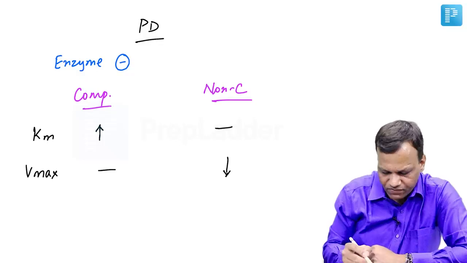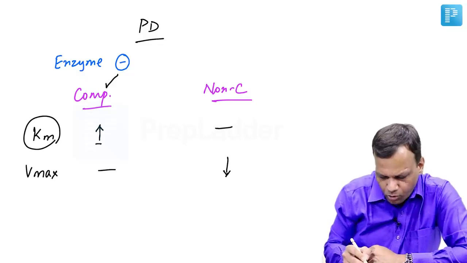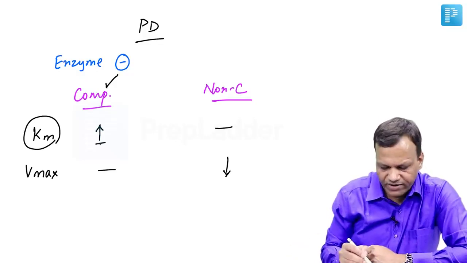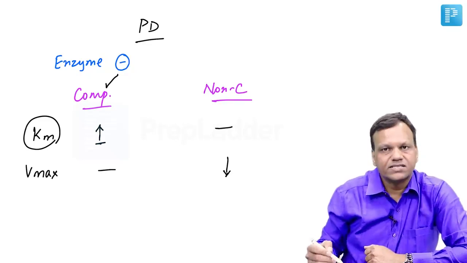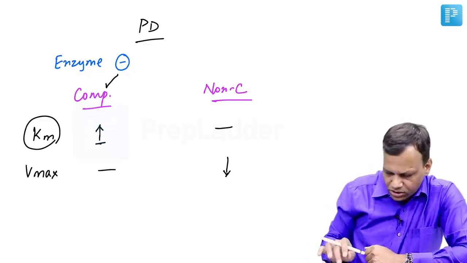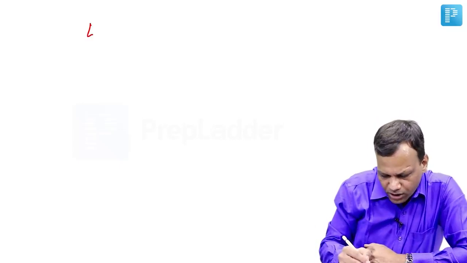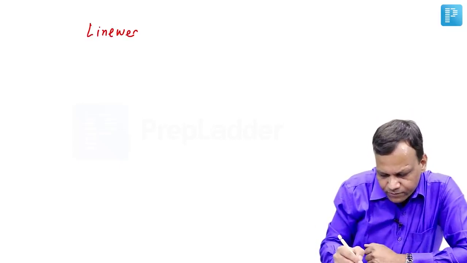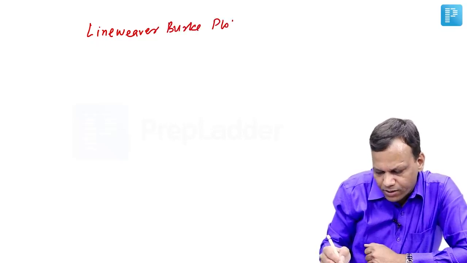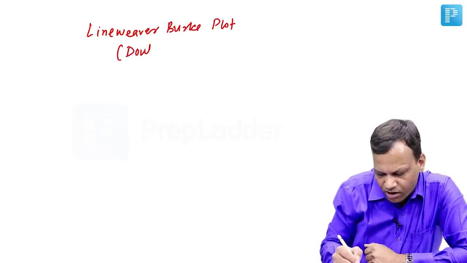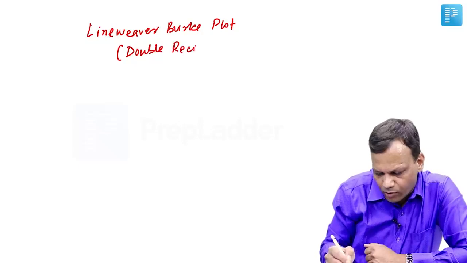So you can simply remember, if there is competition, you need to run more kilometers. So in competitive inhibitors, Km increases, Vmax does not change. In non-competitive, Vmax decreases, Km does not change. Now this thing is sometimes plotted in a graphical manner. So that plot is known as Lineweaver-Burk plot, or simply known as double reciprocal graph or double reciprocal plot.